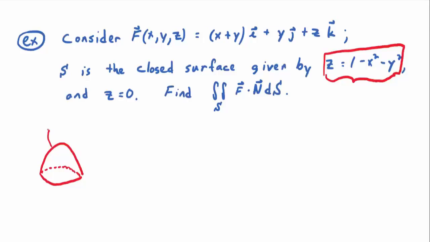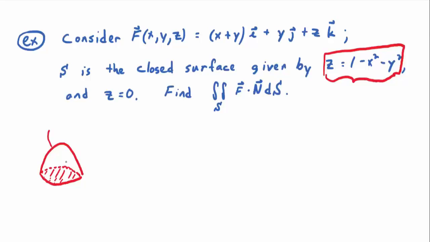To make it closed, we cap it off on the bottom by the part of the xy plane, z equals 0, that's underneath the paraboloid when it intersects the xy plane. So it's capped off down here. But this is just inside the disk created by the intersection of the xy plane and the paraboloid. That flat disk is just part of the plane z equals 0, part of the xy plane.